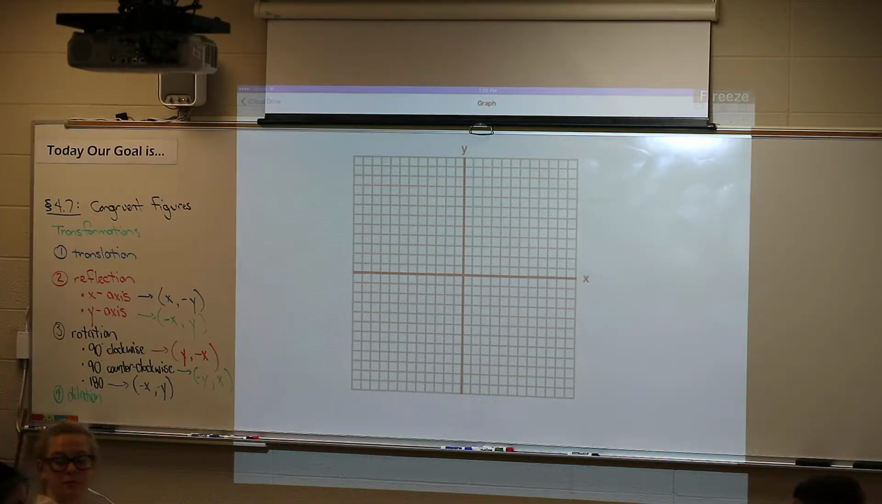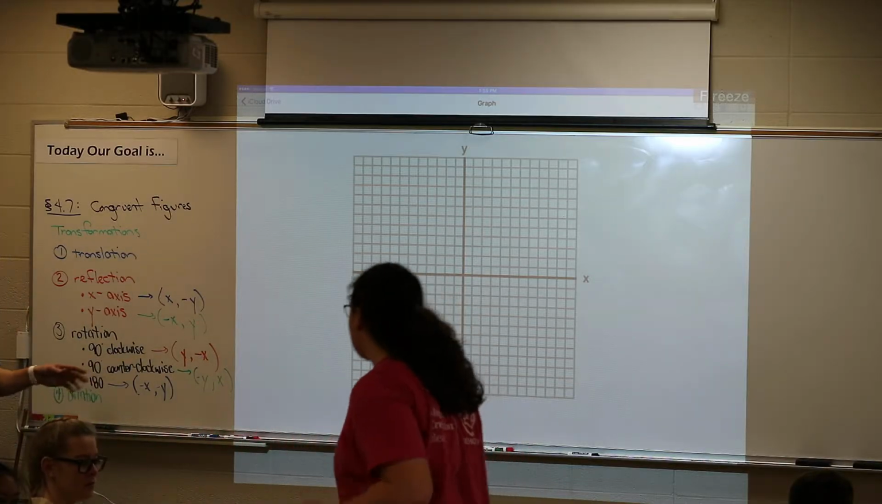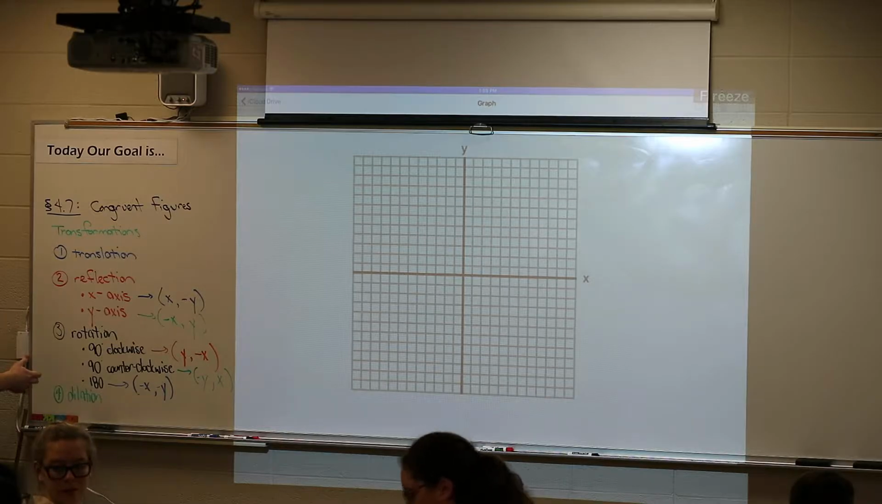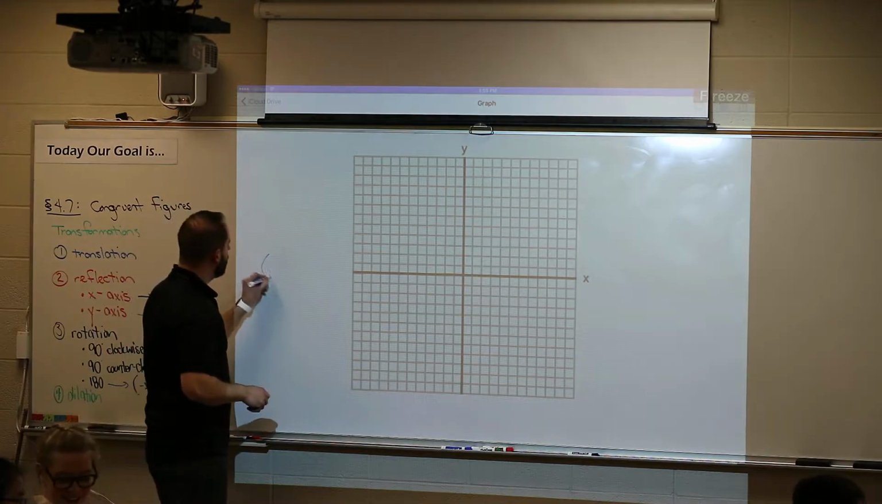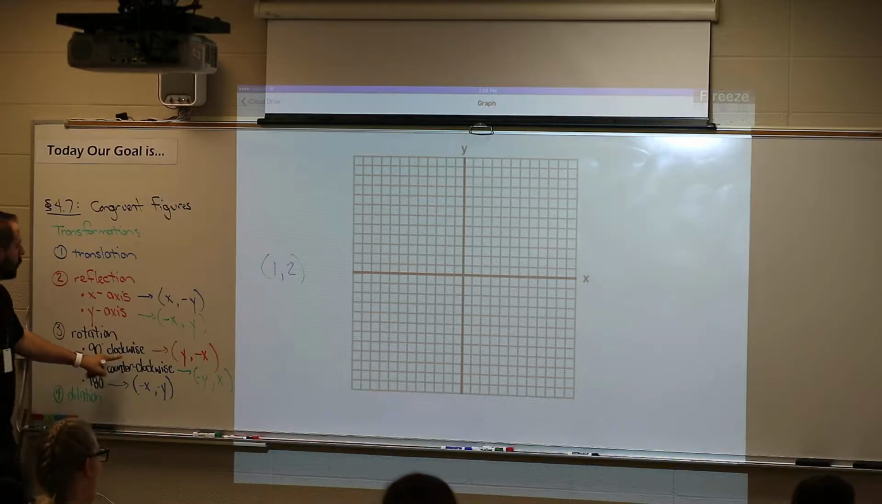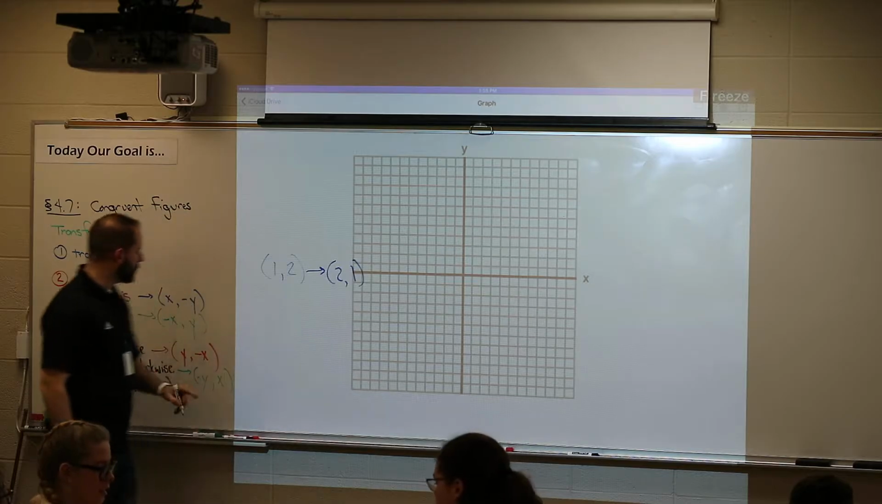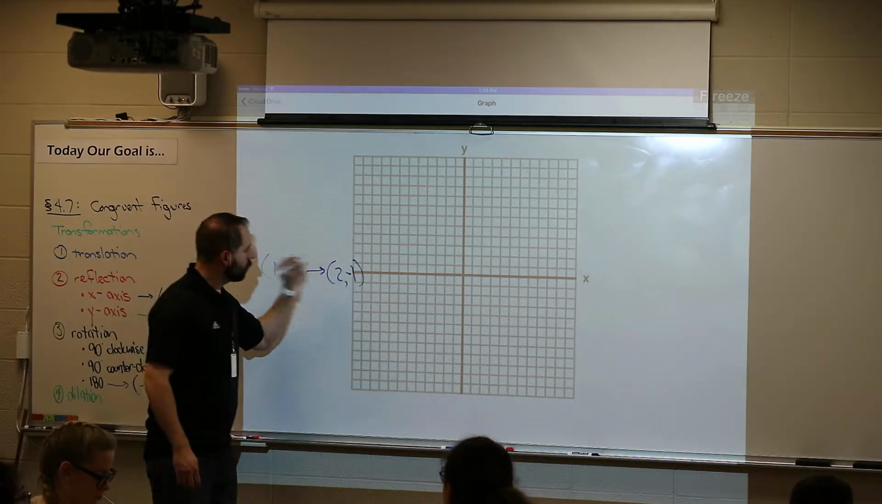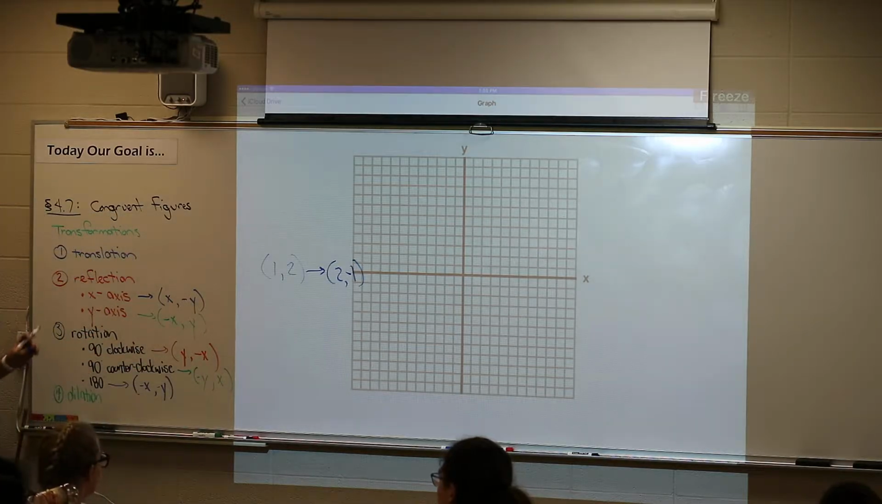Translations: when you merely slide a picture right, left, up, down, or both, use your fingers to count how far they're sliding. Reflections: this is the formula that I give you. Most people are really good about it. If you're going across the x-axis, they know to just flip it over, or across the y-axis, just flip it over. Most people can do it by hand, but if you have the formula, it's pretty easy. How I remember it: if you're going across the x-axis, the x letter won't change, the y number does, because the x will stay the same. The mirror doesn't move; the rest of the picture does. And if you're going across the y-axis, the y wouldn't change, the x would change. That's how I remember it.